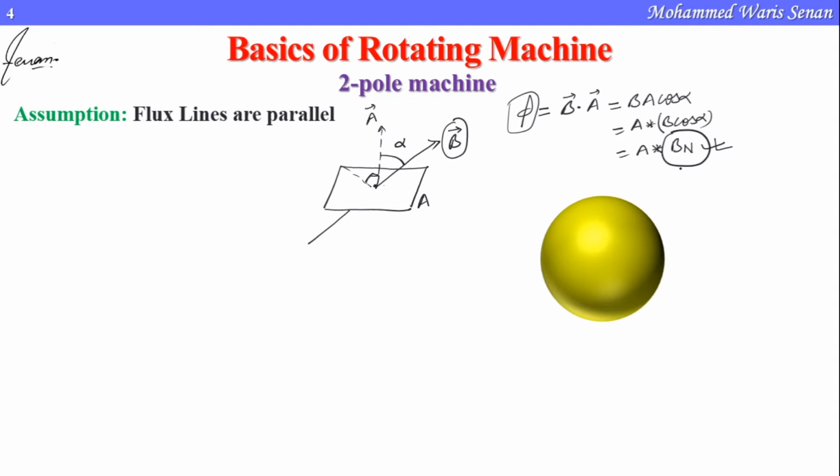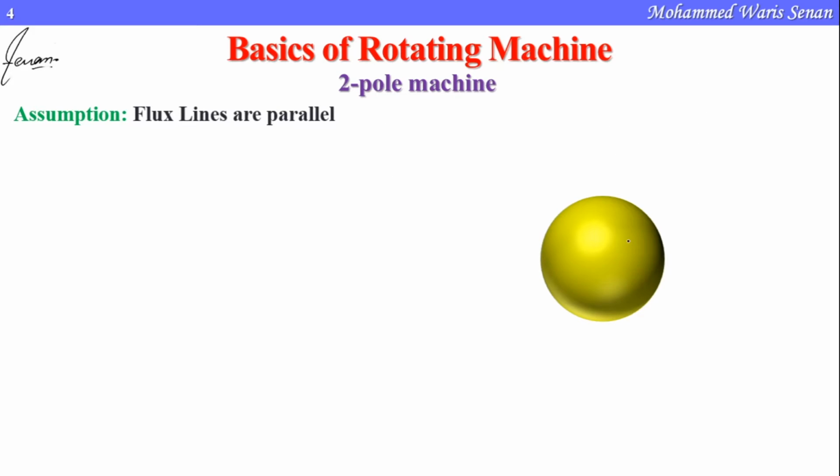So let us find this component Bn for the given two-pole machine. For that, let us consider a small area of cross section of the coil, and the area vector will be perpendicular to this area. It will be passing through the center of the rotor like this. Now let us draw the magnetic field, which we have taken as parallel, so it will be passing through this area in this manner.